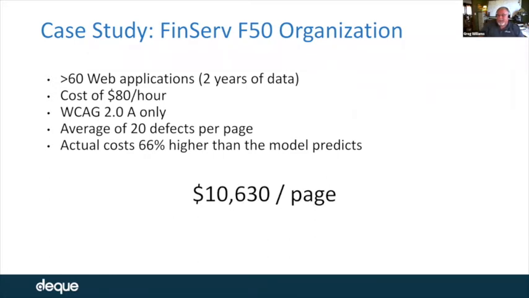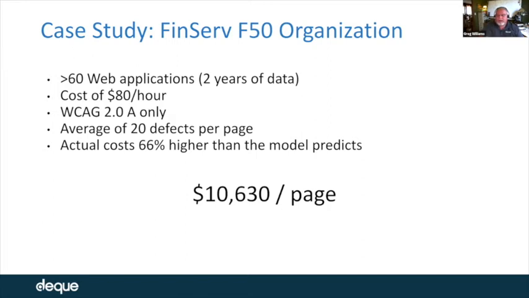$10,630 a page. This was surprising to us, when we looked across this set of content, how much that actually took to do. So we'll keep that $10,630 in mind, and actually I'll put it back up here in a minute, but we're going to dissect that a little bit.